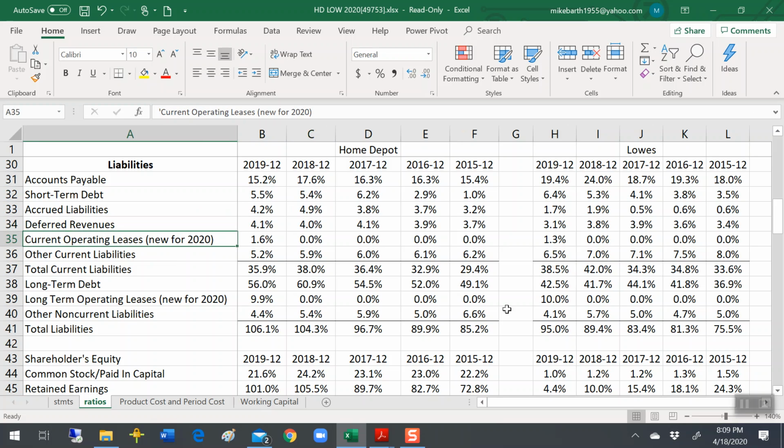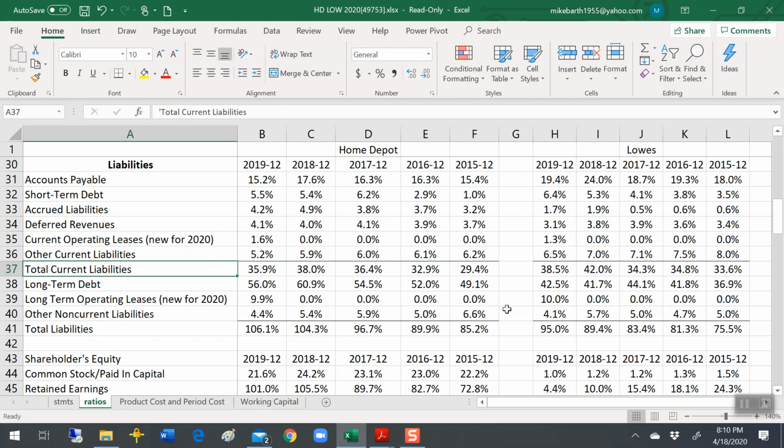All right, the current portion of operating leases. Now remember, like assets, there are current liabilities and non-current liabilities. Non-current items last for more than a year. For operating leases that are longer than a year in duration, like we lease a truck for 2 years or 4 years or 8 years, the next year's worth of payments is reported as the current operating lease liability, and then the long-term operating lease is the rest of it.